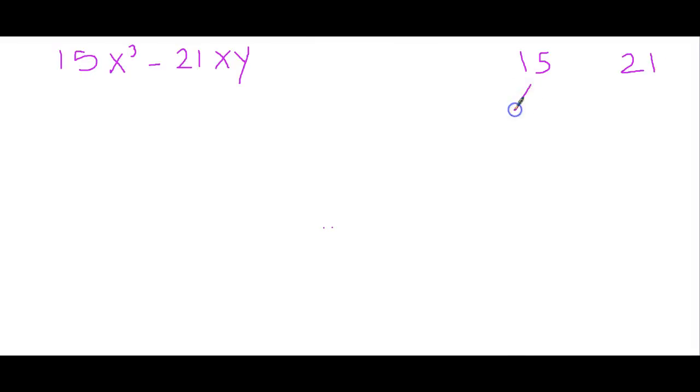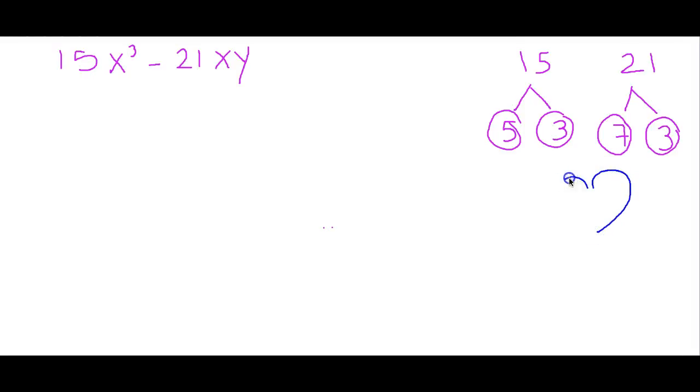So 15 can be 5 times 3. Now, 5 is a prime number, 3 is a prime number, so we can't move forward. That's it. 21, 7 times 3. Again, they're both prime, so we stop. Now, let's look at the common factors between the two trees. Let's see what's common between them.